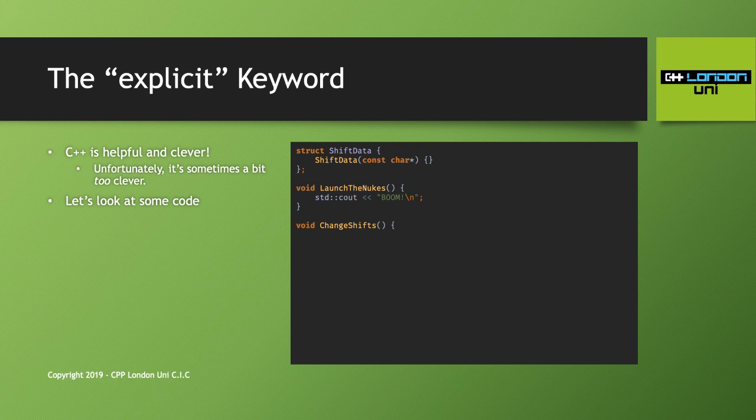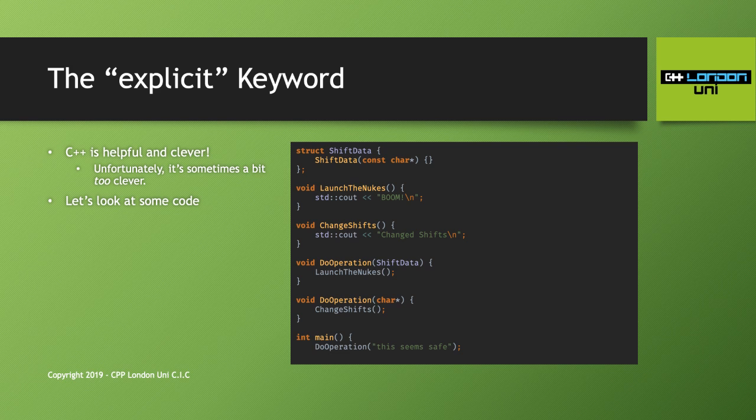That's bad. Is this where you would use the explicit constructor so that the constructor is not mistaken for a function? We're getting there. Change shifts is fairly harmless. So we have a function called do operation. This overload takes an instance of shift data, and it launches the nukes. Then we have another one, same name, a different overload. It takes a char star, and this just changes shifts, harmless. So there's two versions of do operation. One of them takes shift data, which is this struct type, and one of them takes a char star.